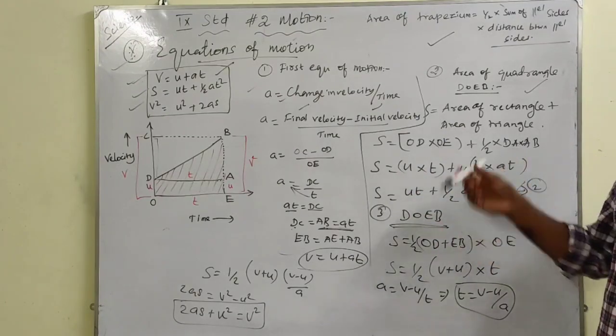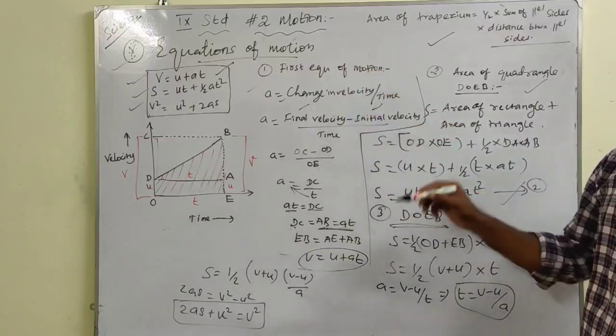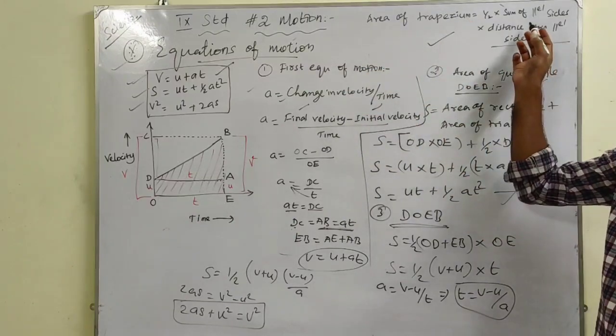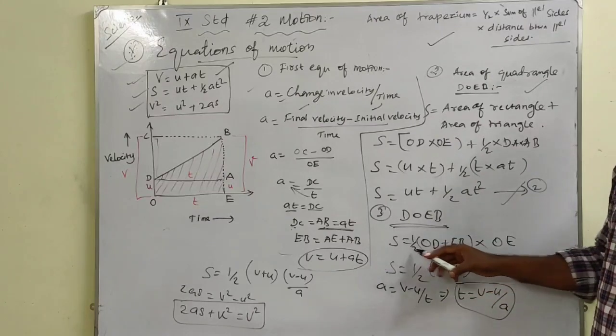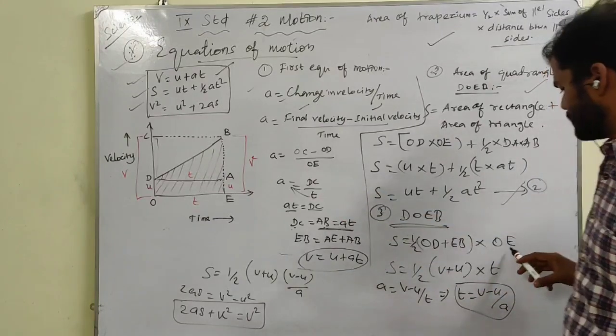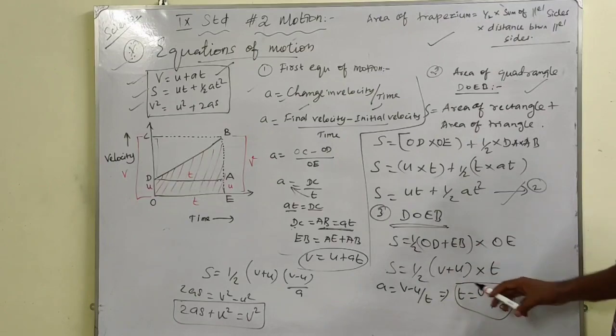What is that? Directly we can't get that. We have to use the other way, that is the area of a trapezium, that is half into the sum of the parallel sides into the distance between the parallel sides. So half into the sum of the parallel sides into the distance, which is OE. So you substitute all those values.